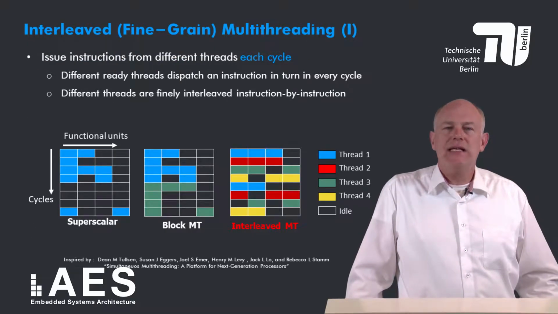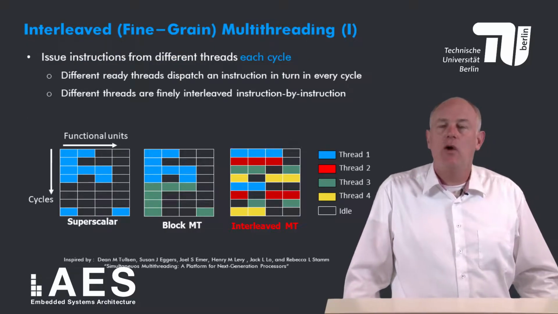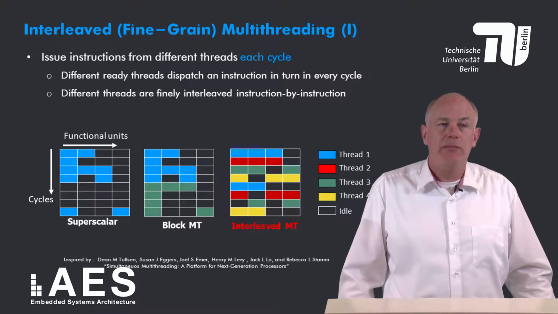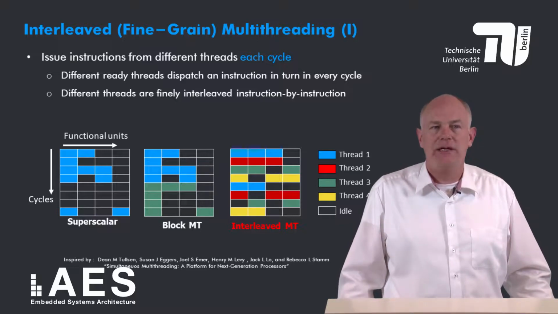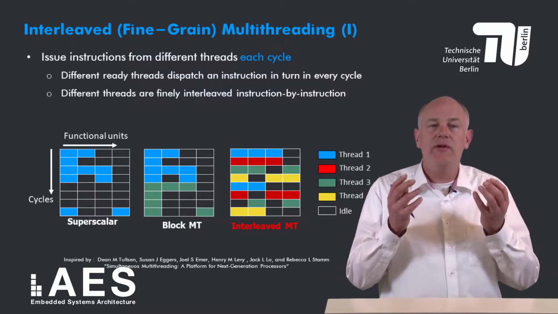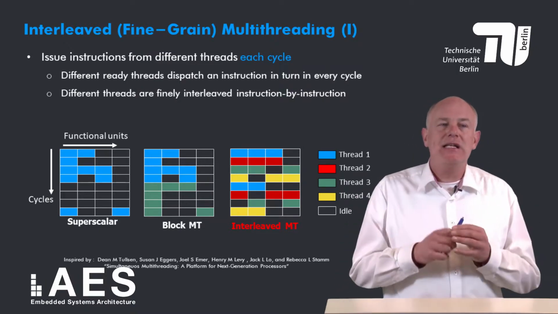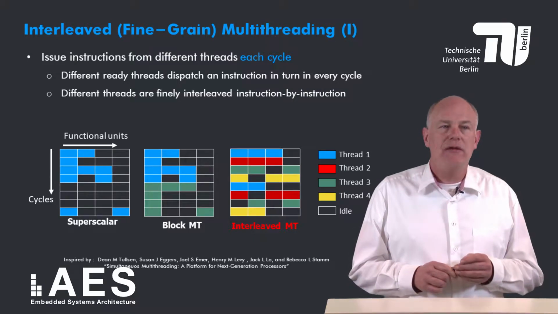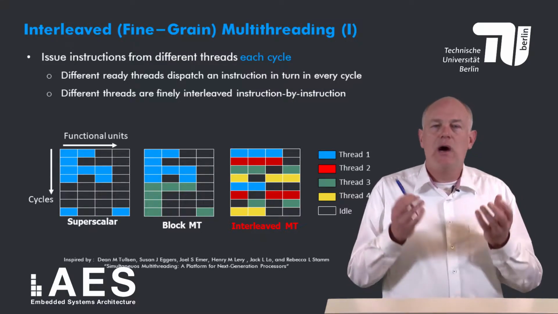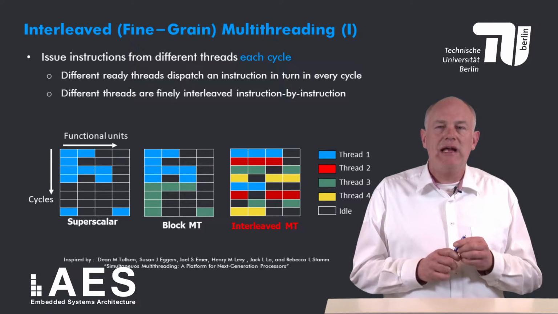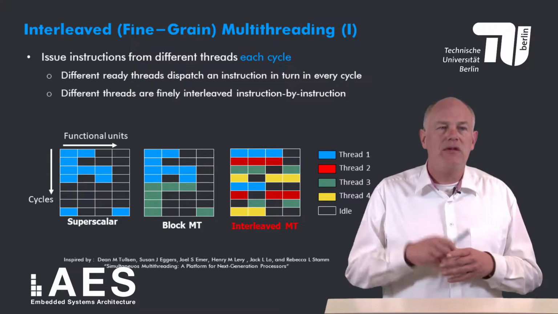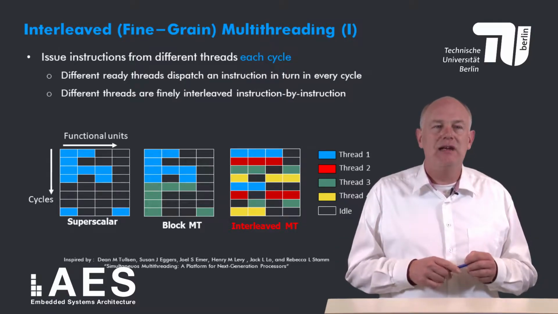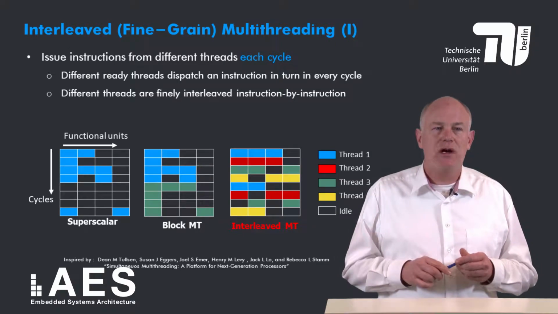This slide basically explains interleaved, also called fine-grain multithreading. The basic idea is to issue each cycle instructions from a different thread. So different ready threads dispatch an instruction in turn in a FIFO order every cycle. I call this interleaved multithreading because that's what basically happens. Different threads are finely interleaved instruction by instruction.